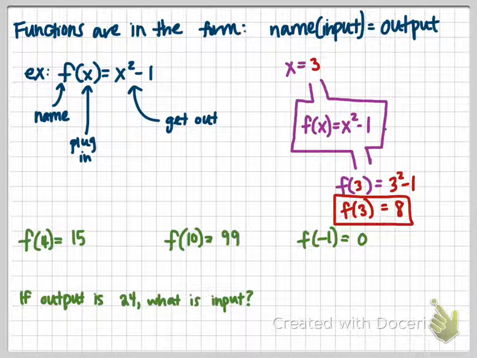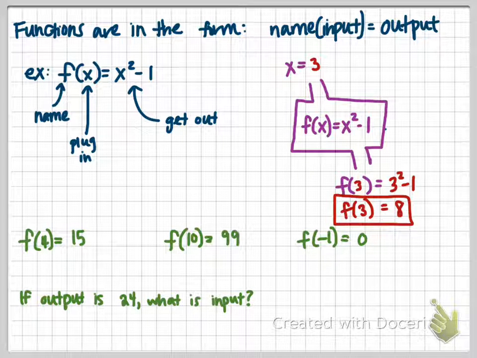Okay, so sometimes I might give you the output and ask you what went in. So if you see a number out there at the bottom and there's a question mark up at the top of the machine, that's asking you what input would give you an output of 24. So take a second, think about it. What number would I have to plug in to get 24 out the bottom? And then write that number down.